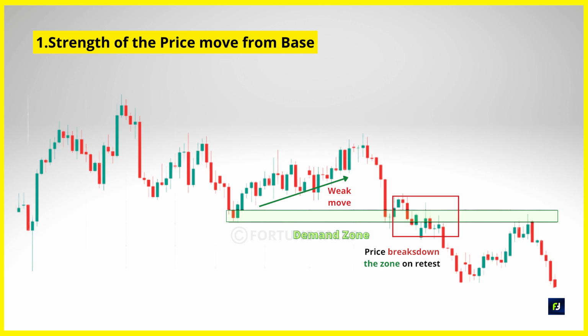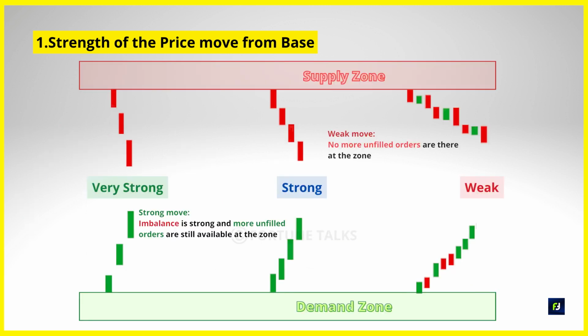This demand zone is considered weak because the price left the zone with very small candles. The move out of the demand zone is actually weak, and as a trader you should avoid trading such weak zones because the price will ignore it and most probably the price will pass through it the next time it tests it. In short, if the price leaves the zone with long candles, this means that the imbalance is strong and more unfilled orders are still available at the zone. But if the move from the zone is weakly represented by small candles, this means that probably no more unfilled orders are still there for us to trade.